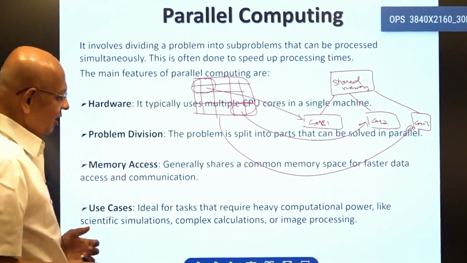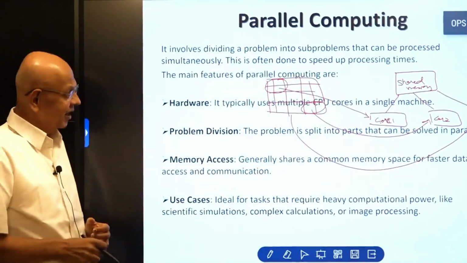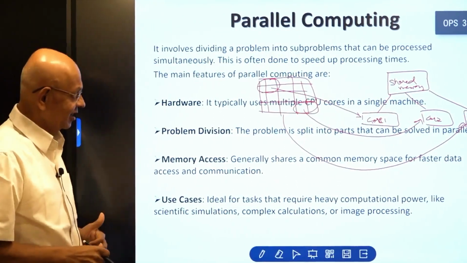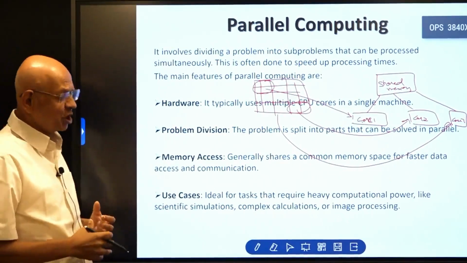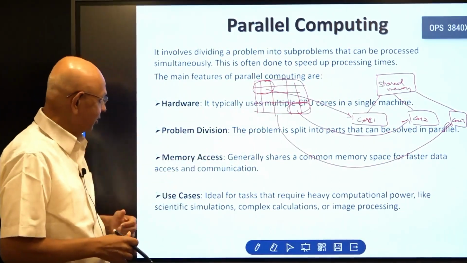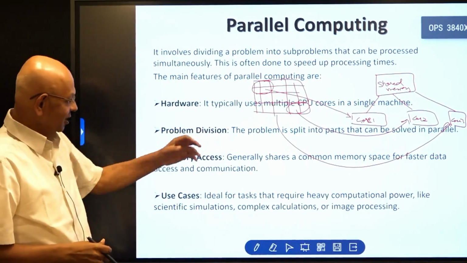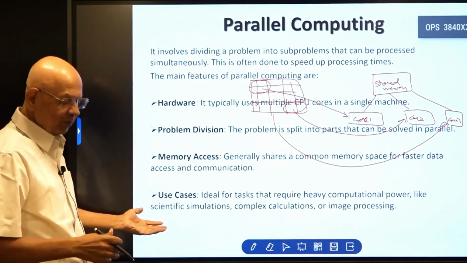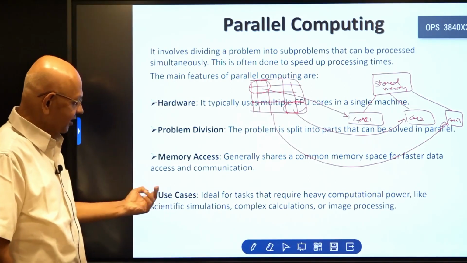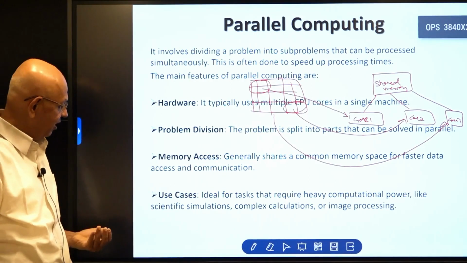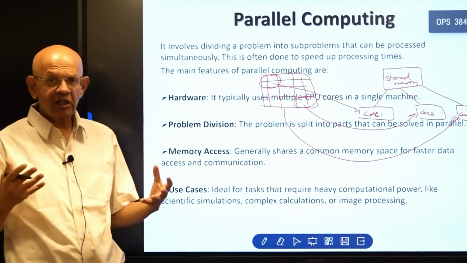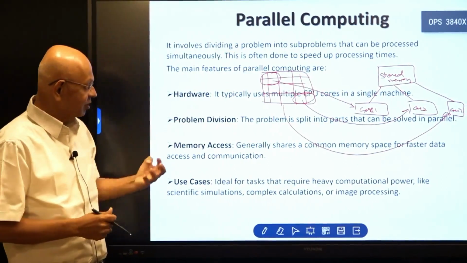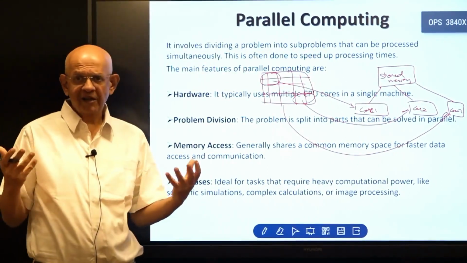This is how we would go about it, with multiple cores doing this simultaneously, and if they have to share results with each other, that would happen through a common memory space called shared data. The use cases for this are generative AI and scientific computation. For example, a large bioinformatics application like protein folding would use this kind of architecture, or complex calculations.